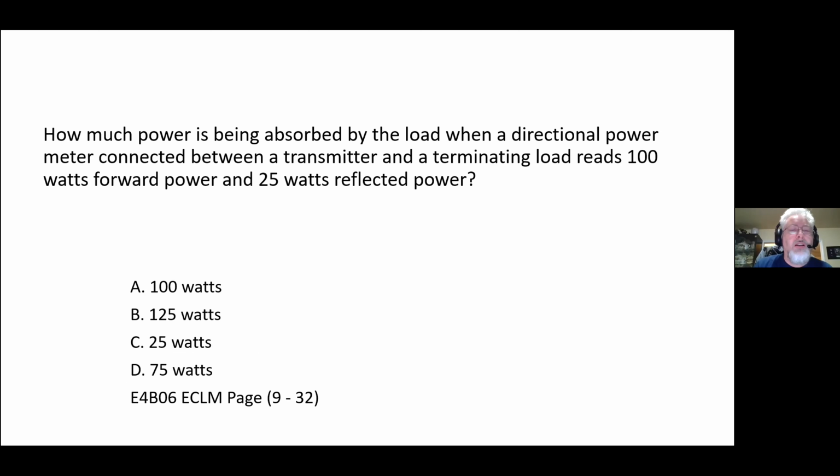How much power is being absorbed by the load when a directional power meter connected between a transmitter and a terminating load reads 100 watts forward power and 25 watts reflected power? A, 100 watts, B, 125 watts, C, 25 watts, or D, 75 watts? Correct answer is Delta, 75 watts.